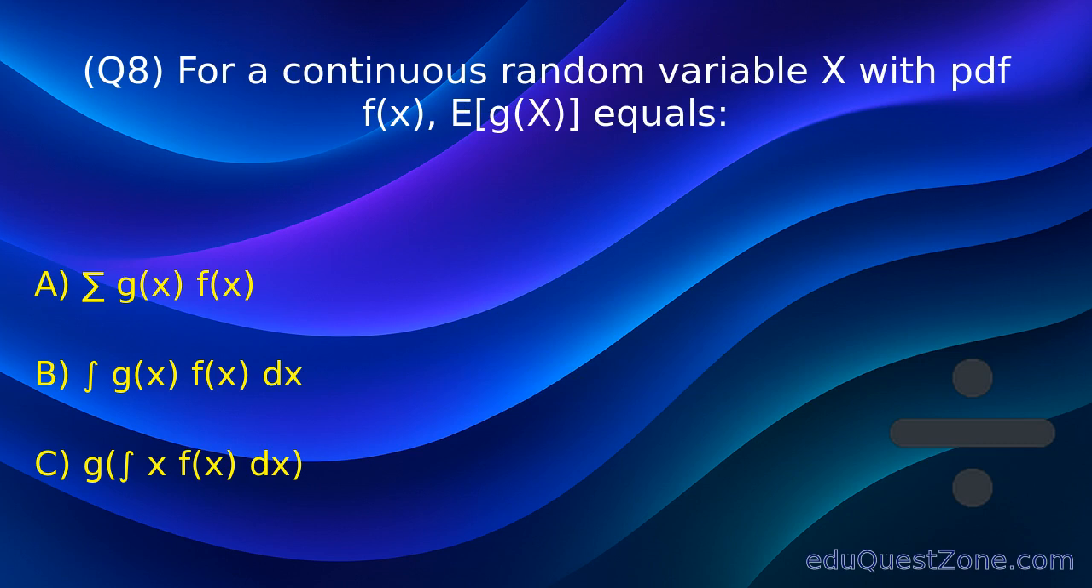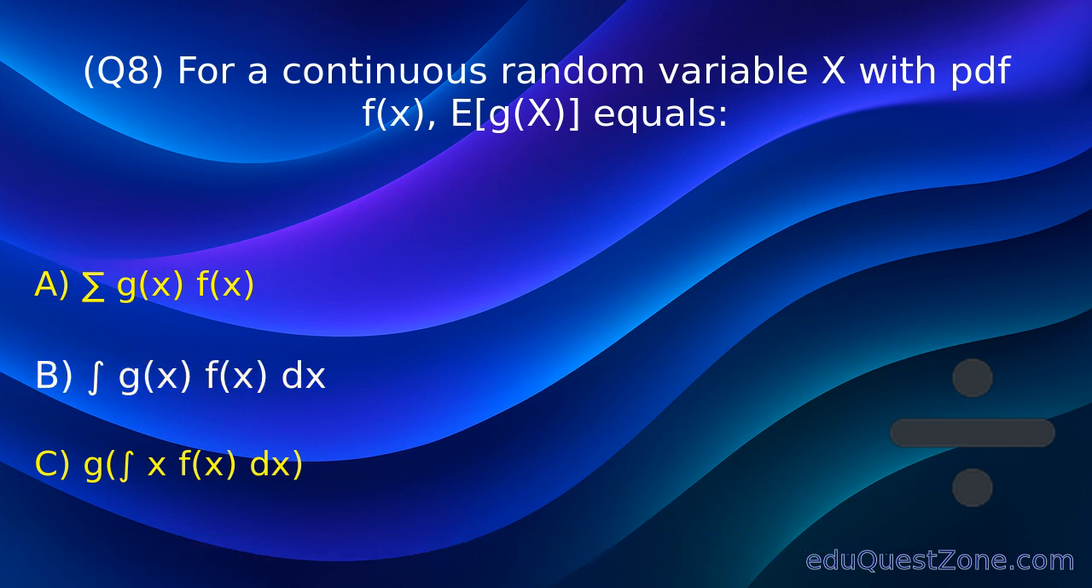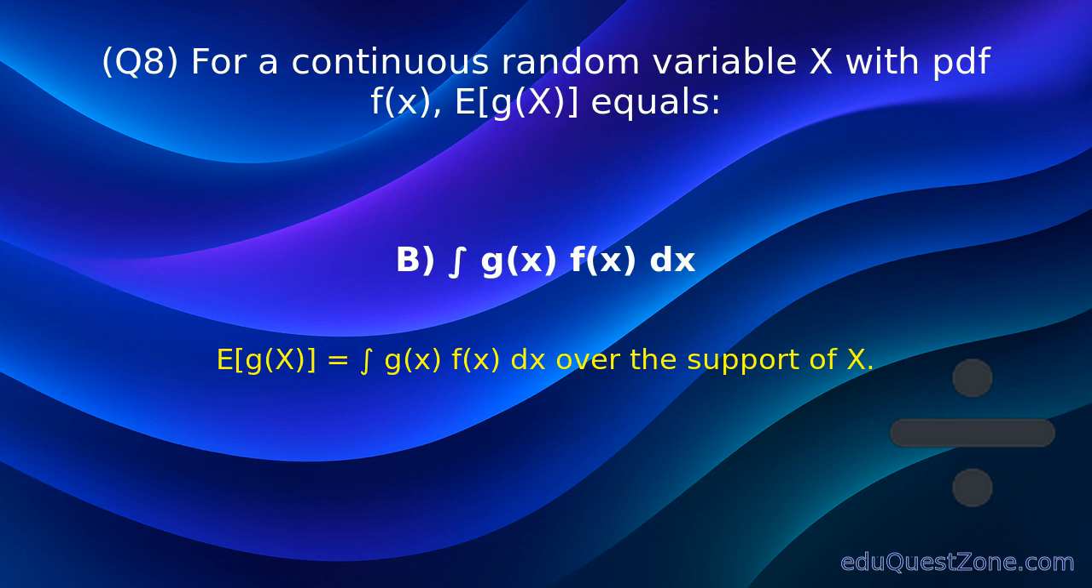Question 8. For a continuous random variable X with density f(x), the expectation of g(X) equals option B: integral of g(x) times f(x) dx. Expectation of g(X) equals integral of g(x) times f(x) over x.